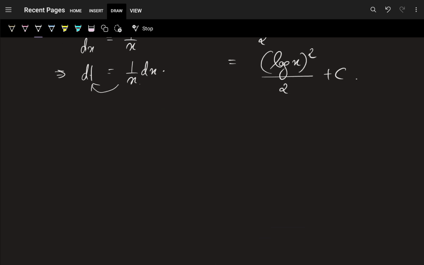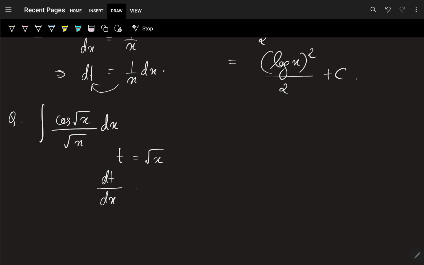Next, we have integration of cos of root x upon root x dx. Now again, you let t as root x. If you let t as root x, what will be dt by dx? It will be 1 upon 2 root x, right?